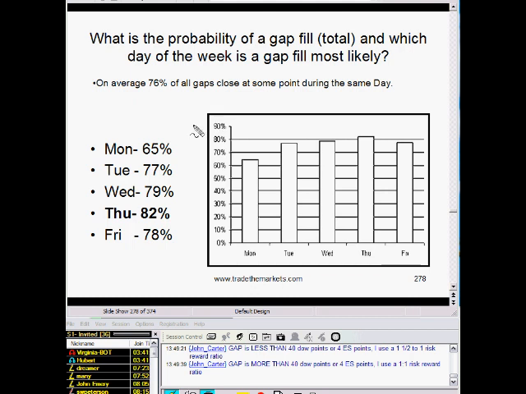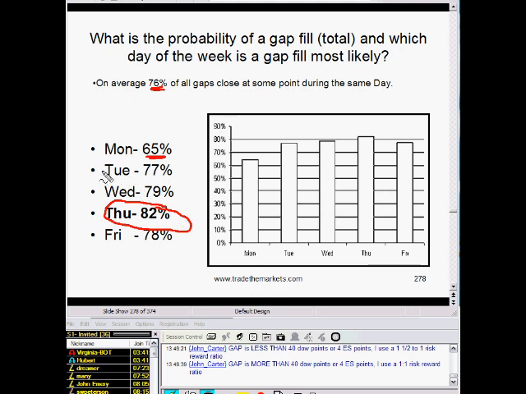So now, as you can see, Monday is the worst day for gaps, 65% of the time. What is the best day that you need to be playing gaps? The best day to play gaps by far is Thursday. 82% of the time they fill. So just knowing how often gaps fill as a whole is 76% of the time. Now you've upped your chances to 82 by trading gaps on Thursday.